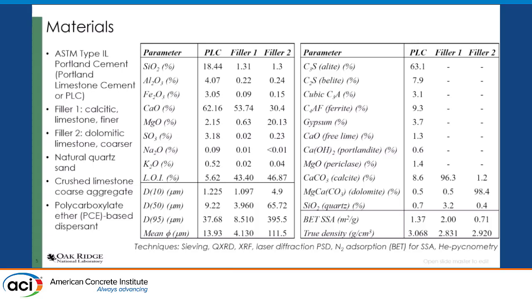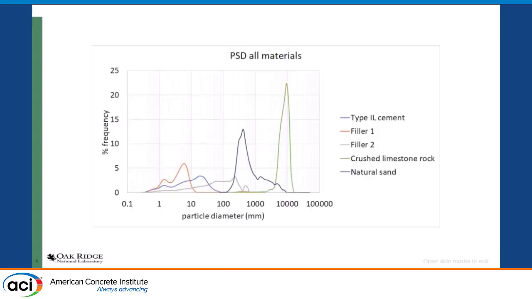And here are the properties of them, again highlighting the difference in particle size distribution, the compositional nature of the fillers, and their surface area. Here we see filler 1 as the finer with the higher surface area. This is just to show the particle size distribution of the different materials. So you can see here the fine limestone, cement is the blue, the coarse limestone is the other one here, sand and aggregate.